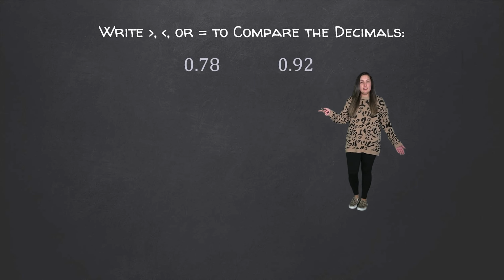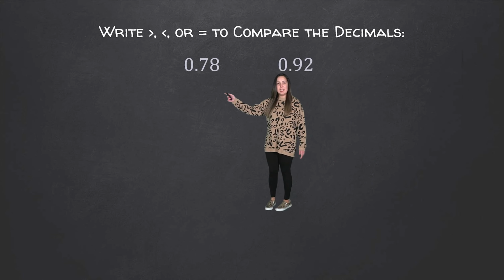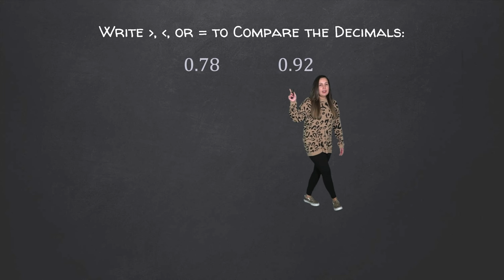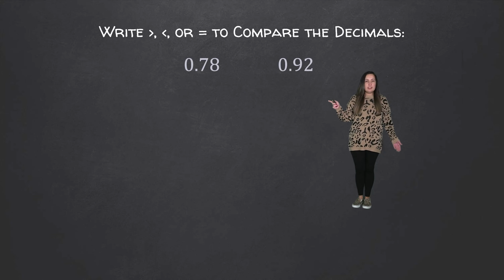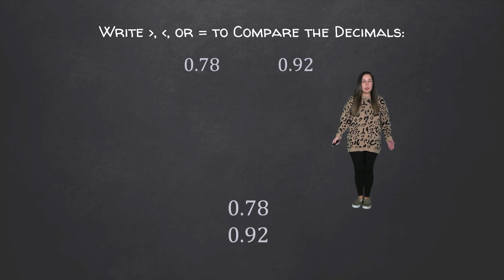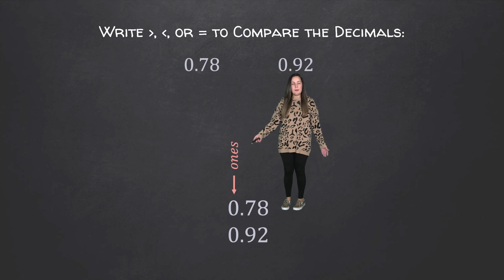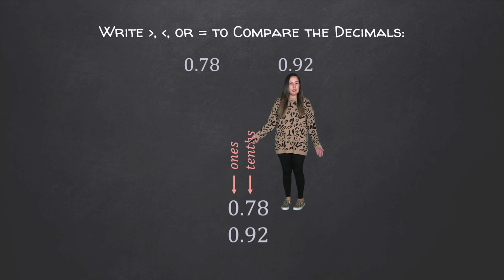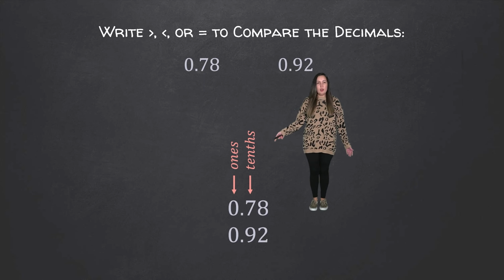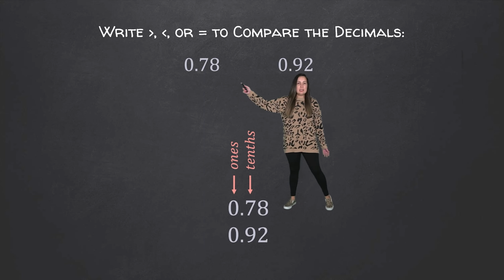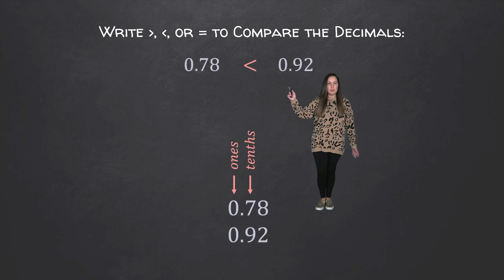So here we have another example where we have 70 hundredths and 92 hundredths. And in order to compare these, we're going to line them up so our decimal points are lined up, as we have below. Then we're going to start with the greatest place value and compare. In the ones place value, we have 2 zeros, so we can't really compare that, so we're going to move on to the tenths place value, where we have a 7 and a 9. Now we know that 7 is less than 9, making 70 hundredths less than 92 hundredths.